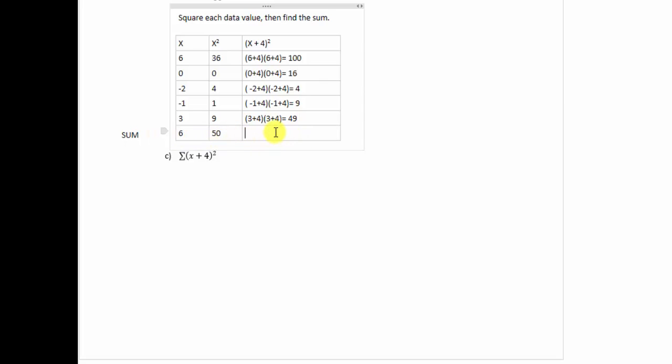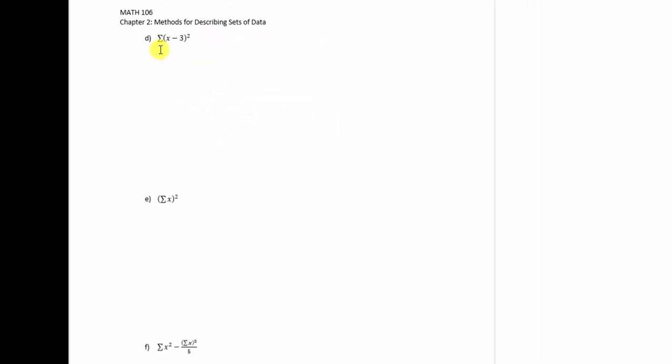So the number we're going to write for the sum of the quantity x plus 4 squared comes from adding 100 plus 16 plus 4 plus 9 plus 49, and that total is 178. You might find it helpful to organize a table so that you have your data points right there available to square or to substitute in any way that you need to. And our next example, part D, is asking us to find the summation of the quantity x minus 3 squared.